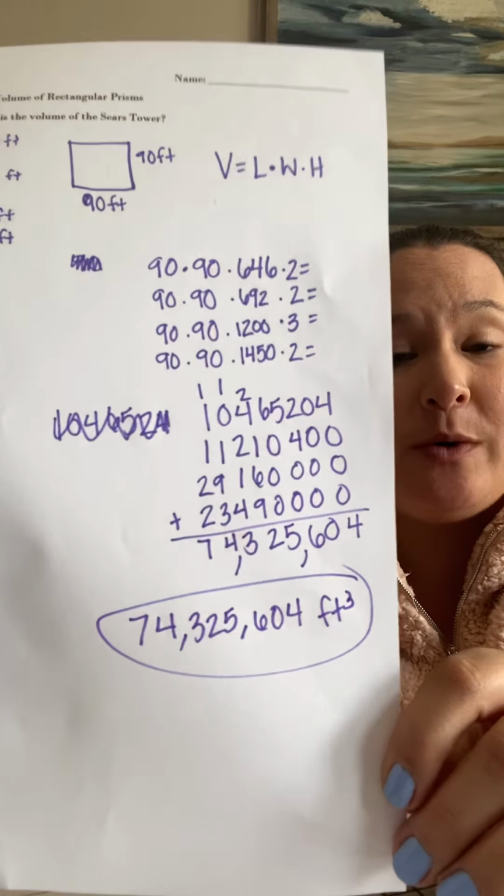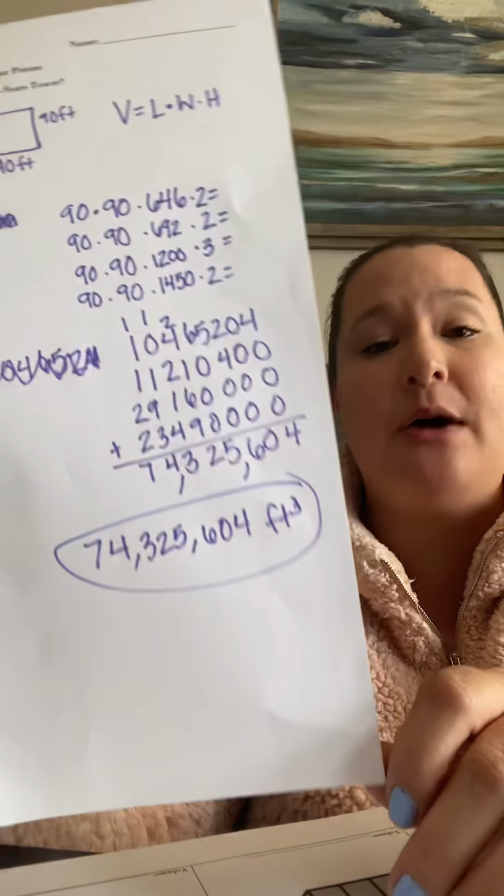For a period of time, it was the largest building in the world. Now it has been beaten, but it was amazing that it was here in Chicago. So that's what we're focusing on today, just finding the volume of rectangular prisms.